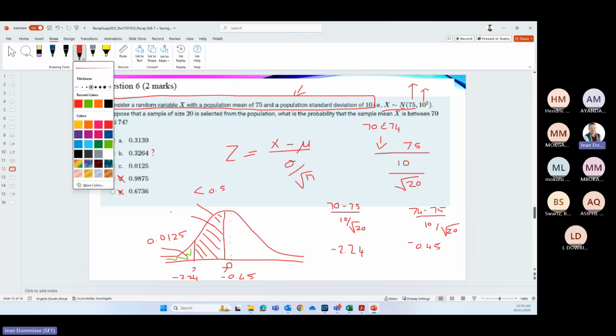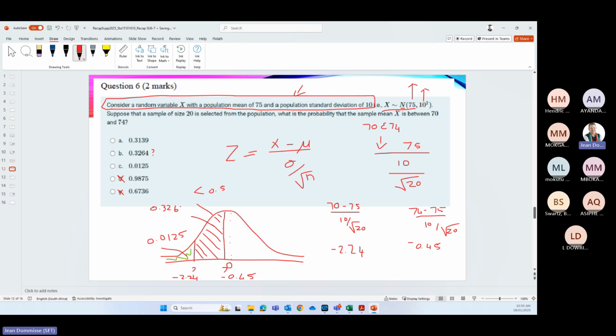So that whole area is 0,3264. So the area that I need to get to is 0,3264 minus 0,0125, and that will be equal to 0,3139. Okay, so don't follow my shortcut, because you would have been wrong like me.